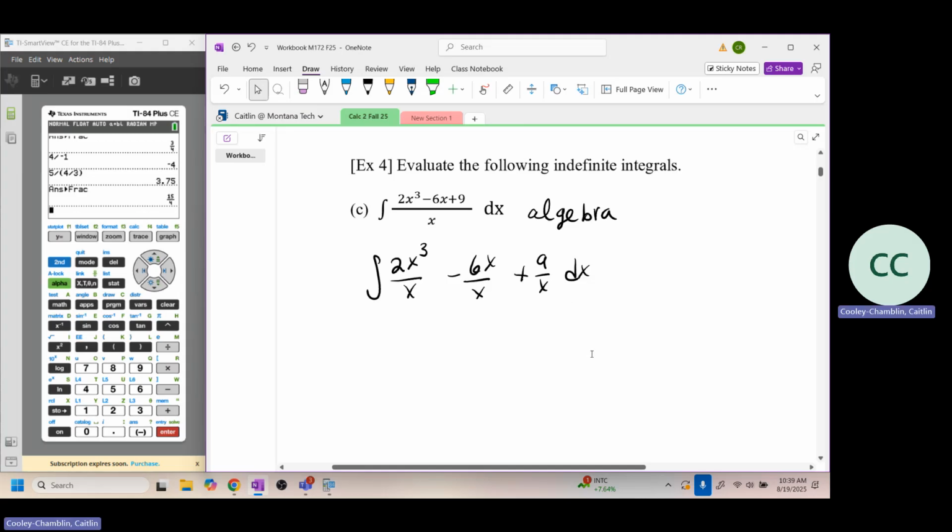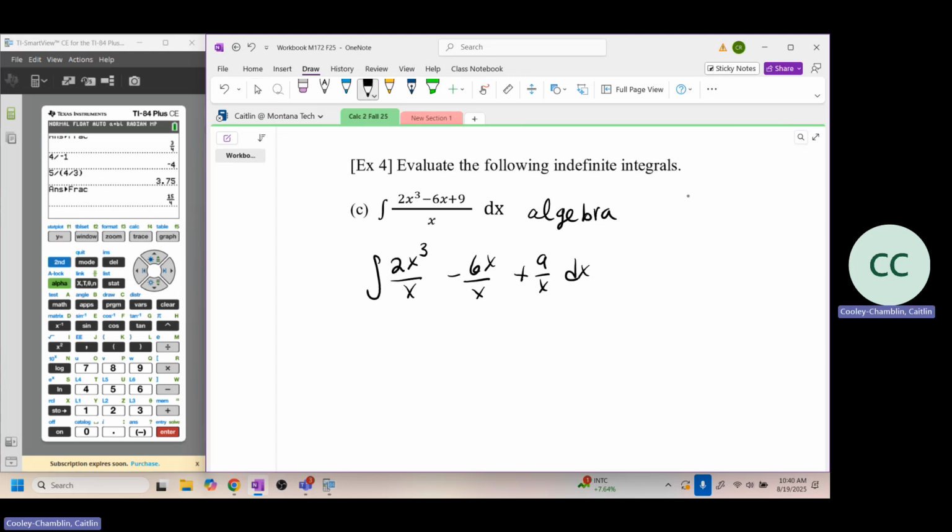All right. So we separated it. I still don't know what the antiderivative of 2x cubed over x is. 9 over x, we know that's ln. That's going to be an ln. But what in the world? Hey, we know that's division, right? So x cubed divided by x.